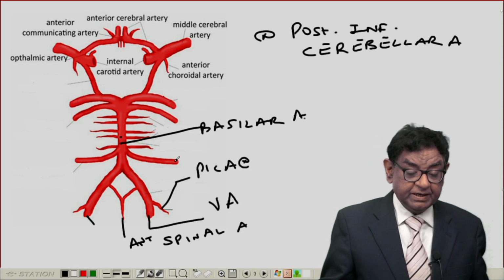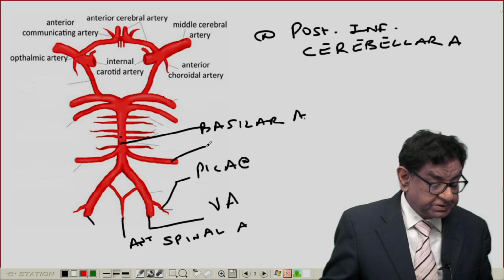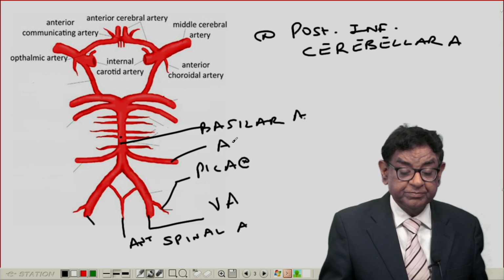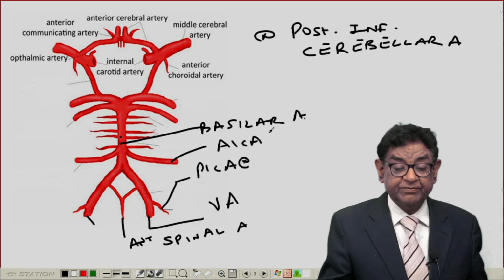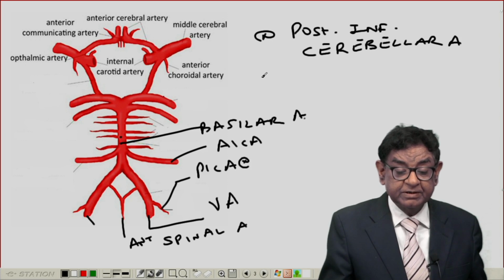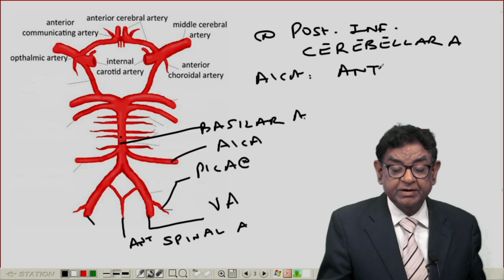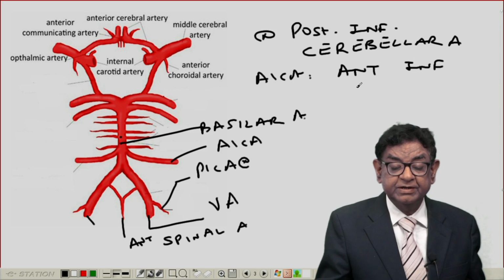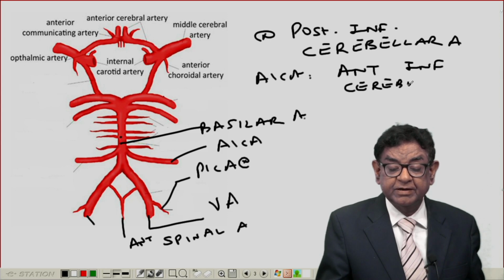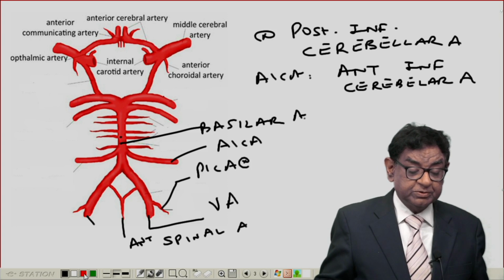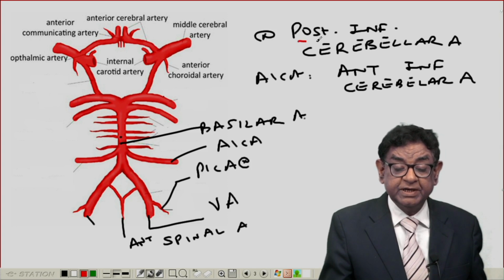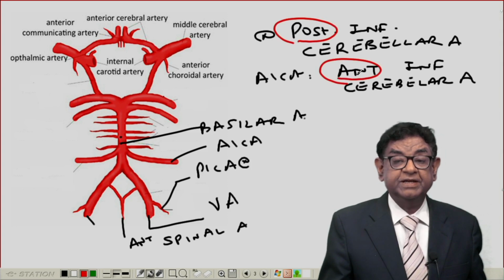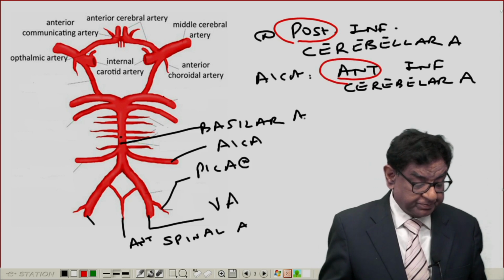Okay, and this artery is the AICA. AICA stands for anterior inferior cerebellar artery. So PICA is posterior inferior and AICA is anterior inferior cerebellar artery.